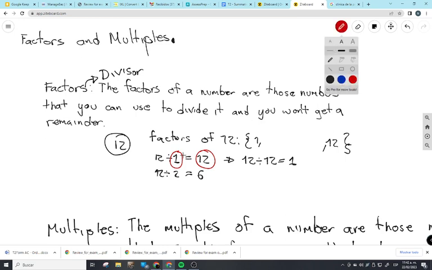So 2 and 6 are factors of 12. Let me write them here. 2, 6, okay. Why the 6? Because once again, 12 divided by 6 is 2 and you don't get a remainder, okay?